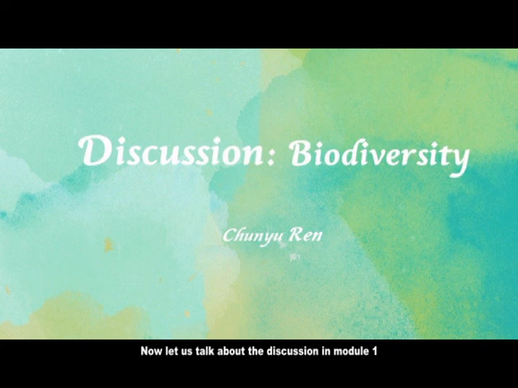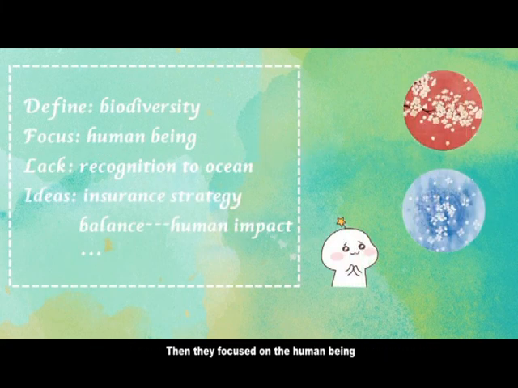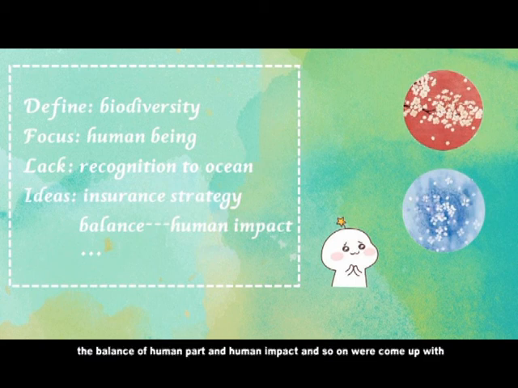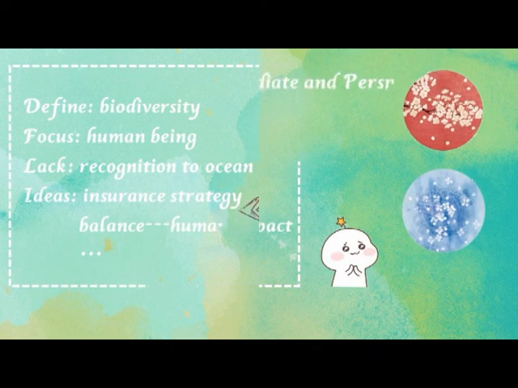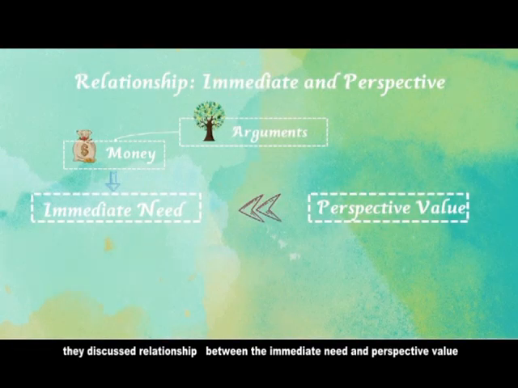Now let's talk about the discussion in Module 1. The discussion started with the question about the definition of biodiversity. Then they focused on the human being, trying to identify why humans should be included in the conception of biodiversity from the human-environment interactions perspective. Several ideas, including biodiversity as an insurance strategy, the balance of human part and human impact, and so on, were come up with. After that, they discussed the relationship between the immediate need and the prospective value.